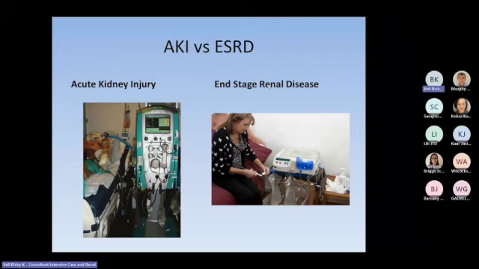On the other hand, someone who has quite advanced chronic kidney disease, maybe an eGFR of 10 or 20, who then develops an acute kidney injury, is a lot less likely to recover back to independent renal function. I'll talk a bit about why that's important in a minute.